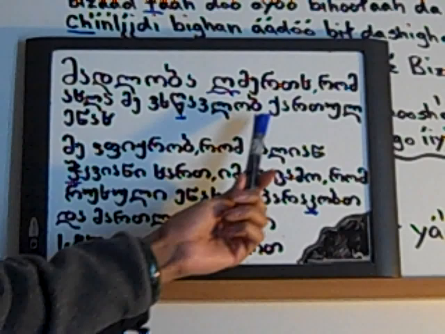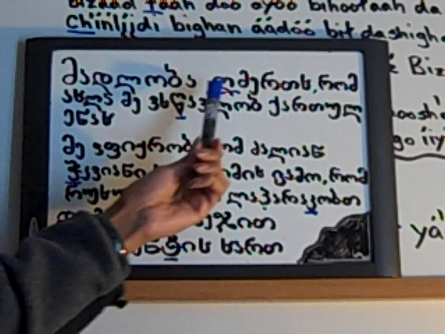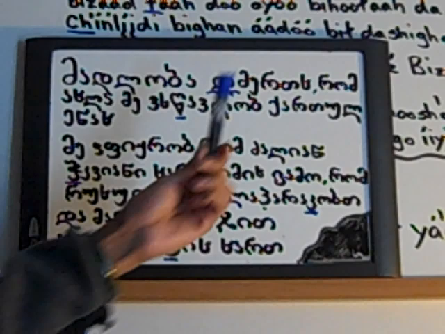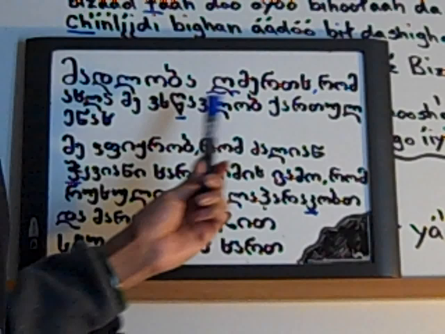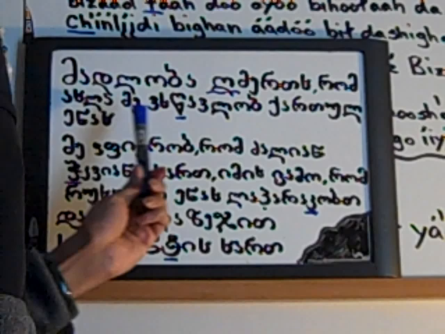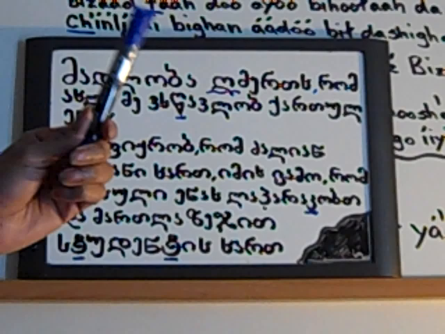So, thank God. So, madloba chumelit. So, thank God that, rom, thank God that, achla mev tzablo. So now I am studying Kartuli ena. I'm studying the Georgian language. Thank God that I'm studying the Georgian language now.